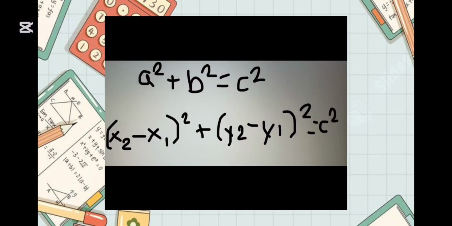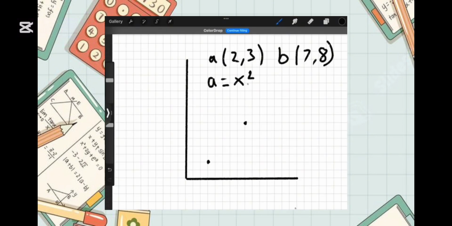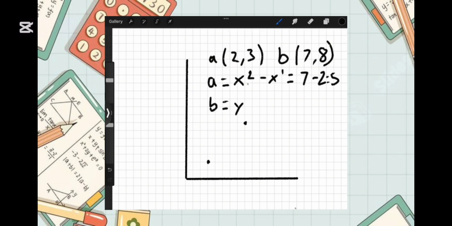So the distance formula is kind of the same concept as the Pythagorean theorem. A is just replaced by the x's and b is replaced by the y's. The horizontal side A is the difference in x coordinates, and the vertical side B is the difference in y coordinates. So as you see here, that's the difference.